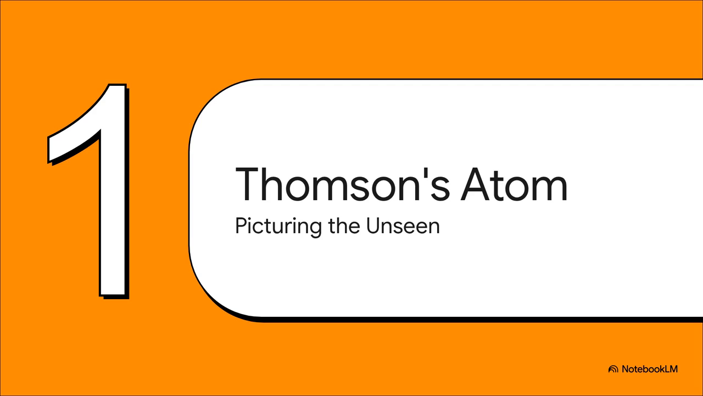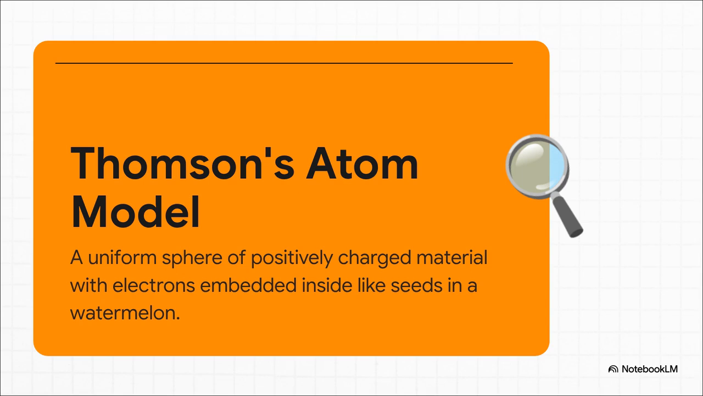Our story starts way back in 1903 with a guy named J.J. Thomson. This was basically the first real scientific attempt to draw a picture of the atom. So Thomson had just discovered the electron, which is a huge deal, right? And he thought, okay, I know atoms are neutral. So his idea was this. The atom is just a blob, a sphere of positive charge, and stuck inside that positive goo are these little negative electrons scattered all around, kind of balancing things out.